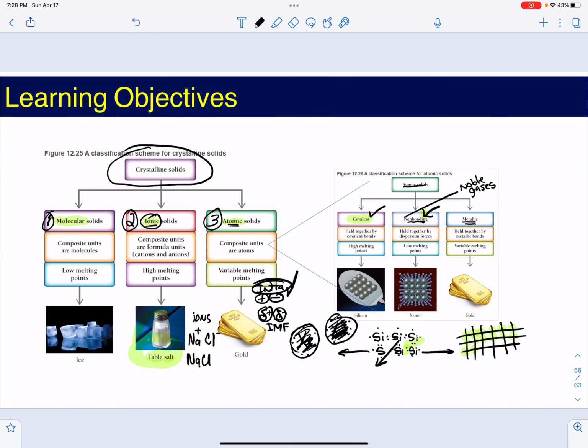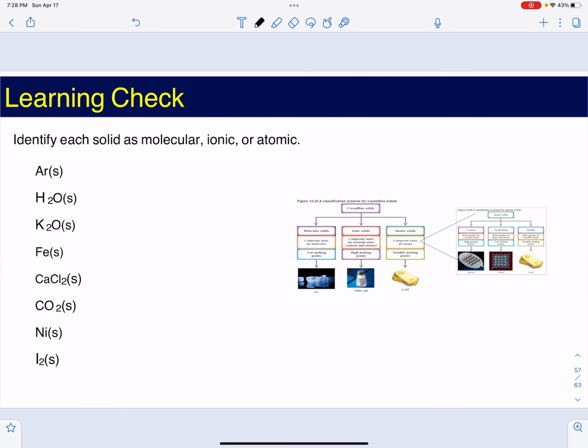So keep that chart handy. I will give it to you on the test. You just need to know the terms so you can understand what you're looking for. So let's do that with this problem. Identify each solid as molecular, ionic, or atomic. When I look at the first one, all of them are going to be solids, by the way. We're forcing them to be solid using temperature and pressure. So assume that all of them are solid because we're telling you so.